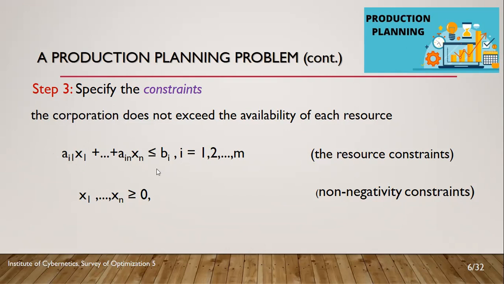So this is actually the spelled out expression. And again, we need to sum this over all the products produced, between 1 and n, in order to get the total amount of the resource i used to produce all of the n products. So this total cannot exceed the upper bound on the resource denoted by b sub i, and this is done for every i between 1 and m. So this is the line standing for the resource constraint.